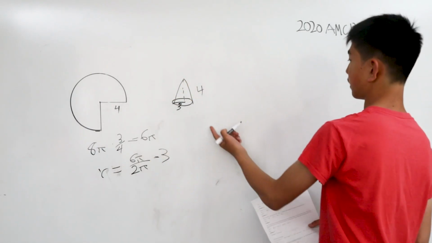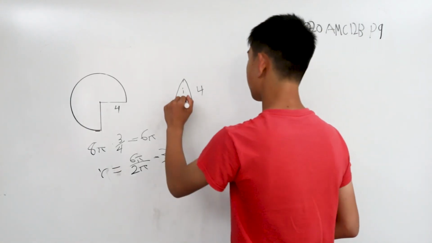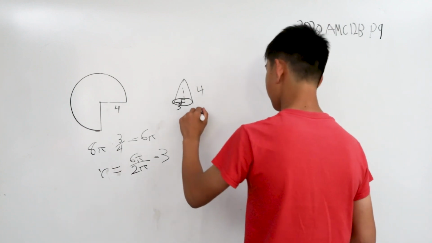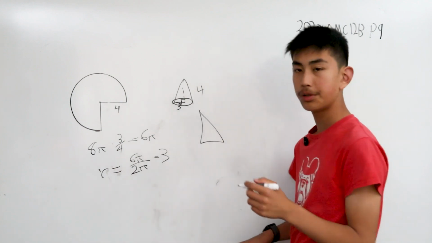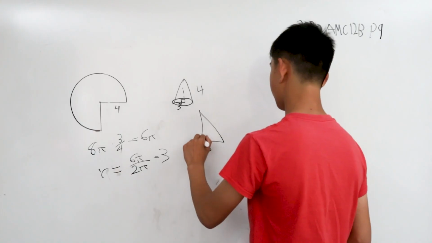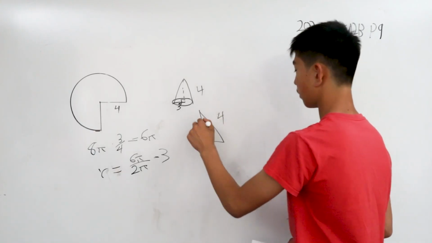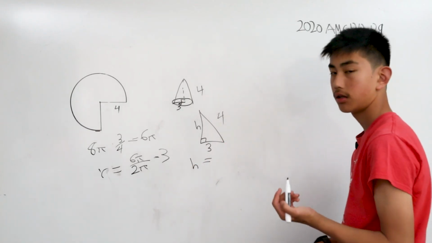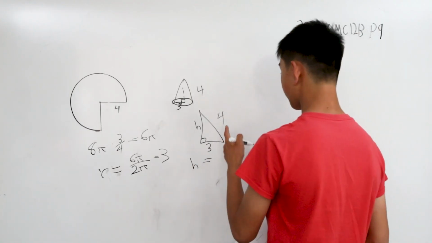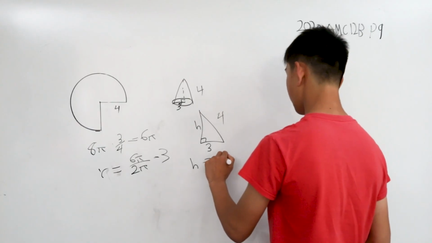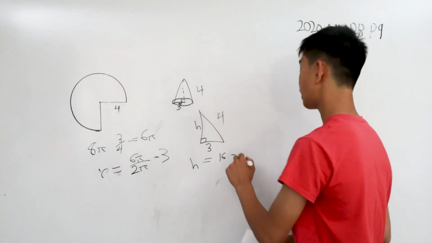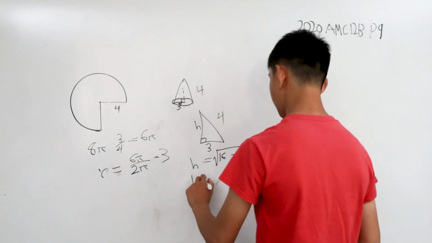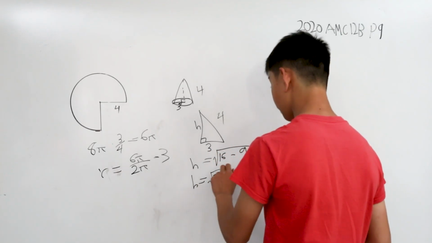Now, since this is a cone, there is a right angle if you draw the height to the radius. So when you visualize it in 2D from the side, this just becomes a right triangle with sides 3, 4, and let's call this h. Our desired height is then, using the Pythagorean theorem, 4 squared, which is 16, minus 3 squared, which is 9, and square root that to get our answer. Height is equal to the square root of 7.